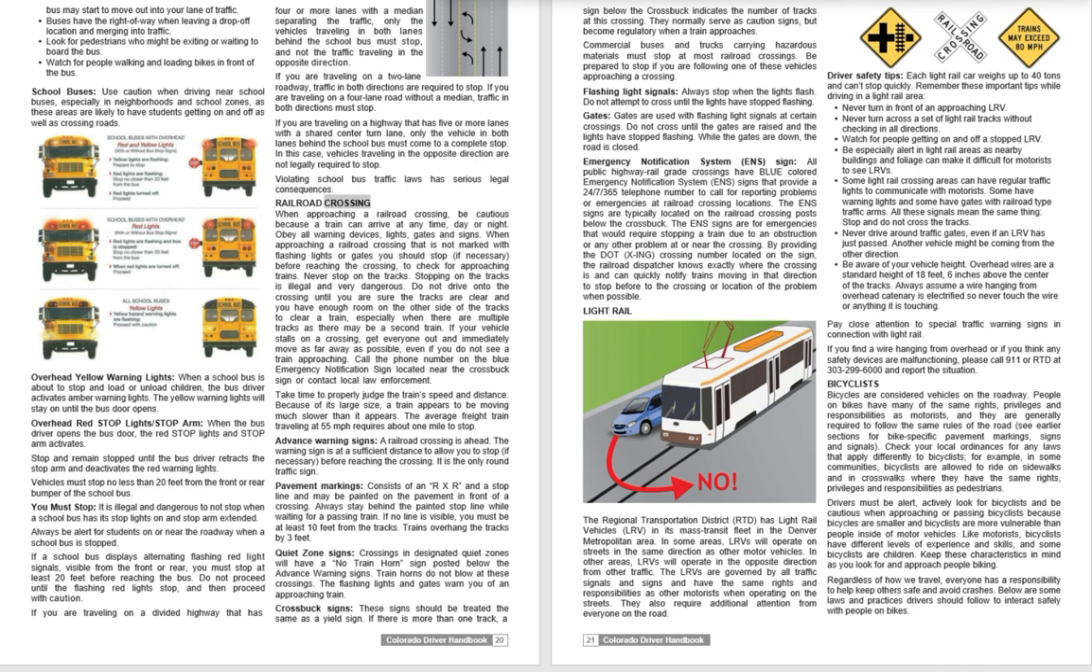Railroad crossing. When approaching a railroad crossing, be cautious, because a train can arrive at any time, day or night. Obey all warning devices, lights, gates, and signs. When approaching a railroad crossing that is not marked with flashing lights or gates, you should stop, if necessary, before reaching the crossing, to check for approaching trains.